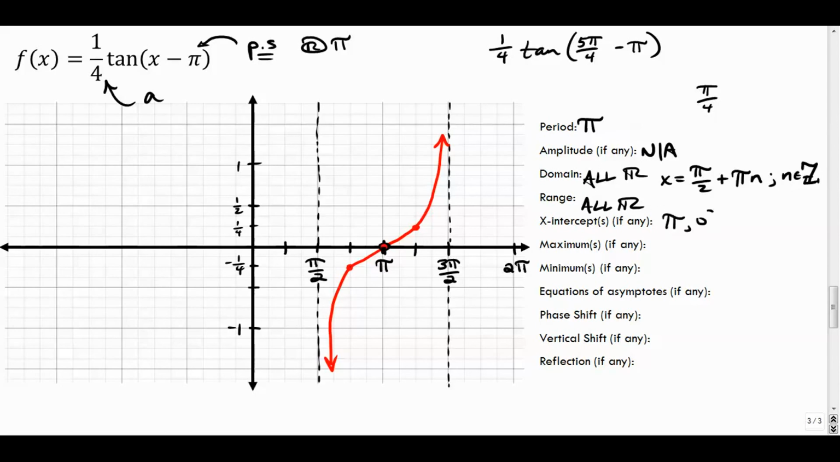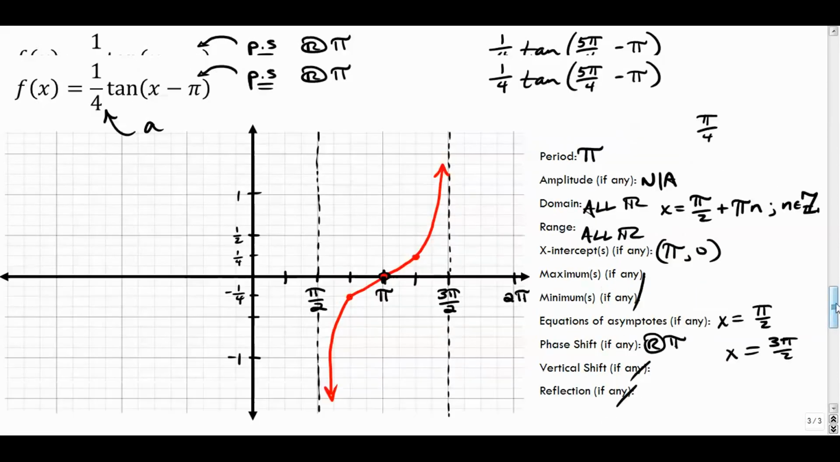X-intercepts: pi comma 0. Maximums, minimums, none of those. Asymptotes: x equals pi over 2, x equals 3 pi over 2, and then they would of course go on forever. I'm not going to write all of them though. Phase shift, yes there is a phase shift, it's right pi units, and a vertical shift, nope, none of that, and no reflections. So there you go.